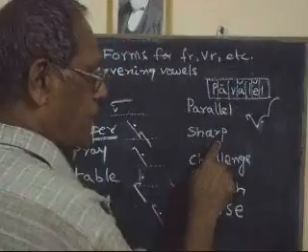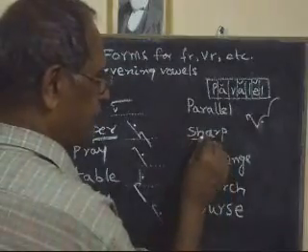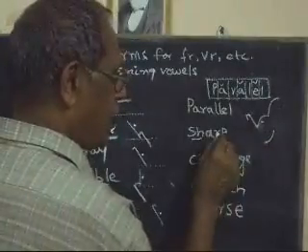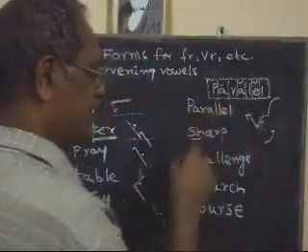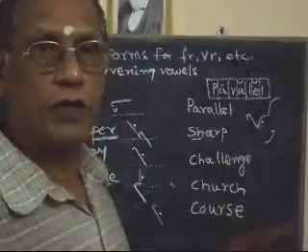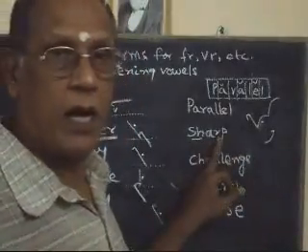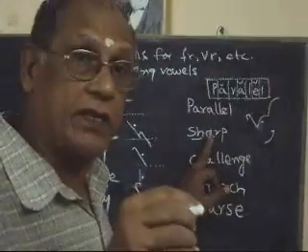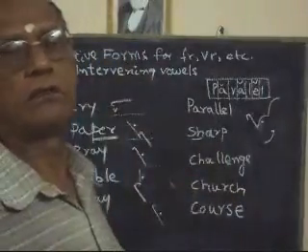Similarly, sharp. Ish is there. So why can't we use shar? But it is not shar. Both the ish and r are not speedily pronounced. There is a time gap and there is a vowel.